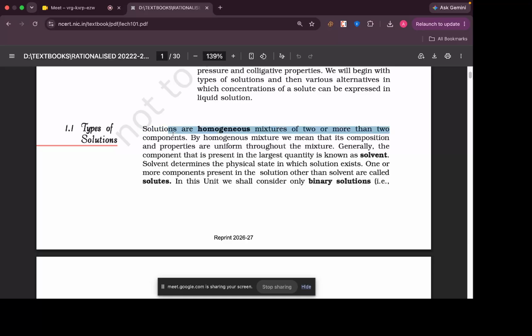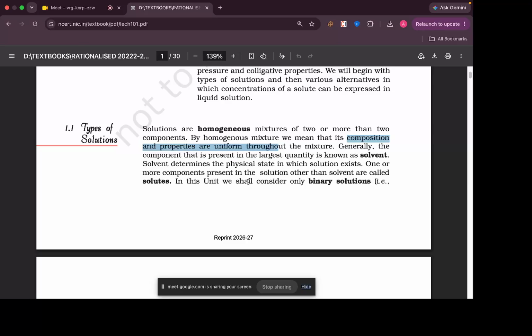Now do I need to mark this? No, I will not mark. I don't have that much time to focus on things which I already know. So homogeneous I will not mark here. I know that yes, composition and properties will be uniform throughout.